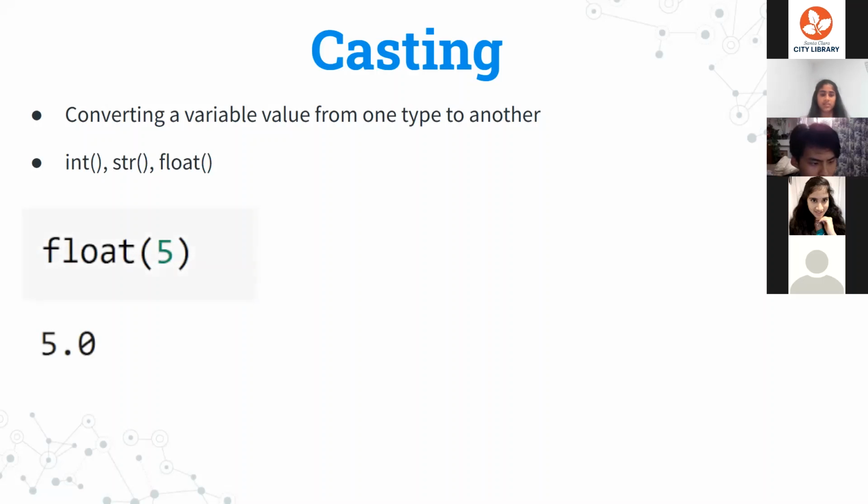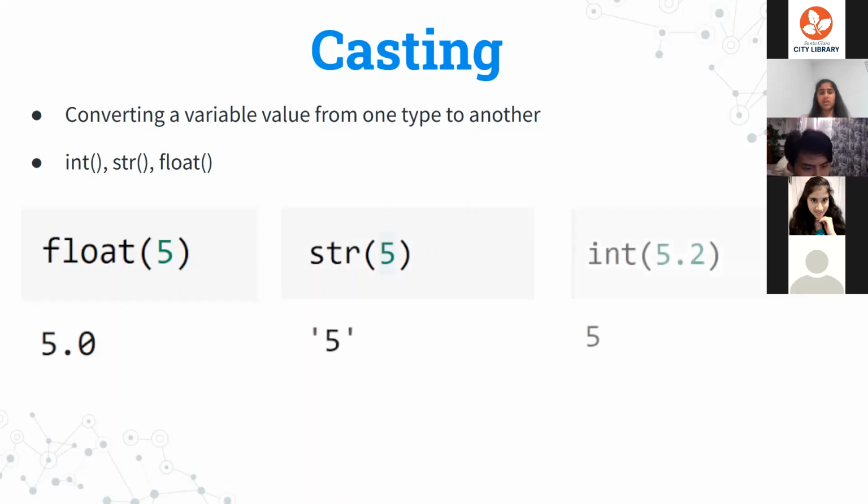So let's say you are trying to make the number 5 into a float. You would write float and then 5. And that would basically make 5 into 5.0, since float likes decimals. What if you're trying to make the same number into a string? You would just put str 5, and that would print 5 with quotes around it, because now it's a letter or word. What if you want to make the number 5.2 into an integer? Well, since integer can't take decimal values, it would just convert it to 5.